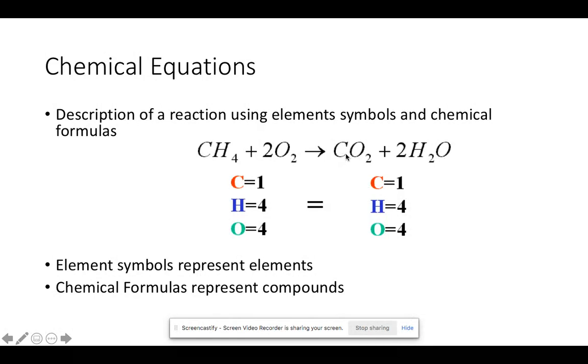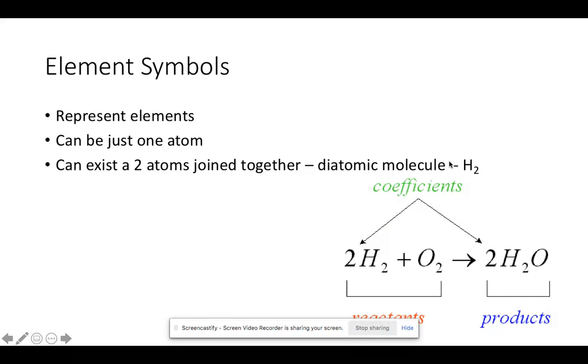On the other side, again, there's nothing in front of carbon, so we still have 1. Oxygen, there's 2 here. But look, we have oxygen over here also. So that's a 1. So remember, 2 times 1 is 2. So 2 plus 2 equals 4. Hydrogen, the same as we did before. 2 times 2 is 4 hydrogen. So this 2 is in front of this whole molecule. That means we have to distribute it just like in math.